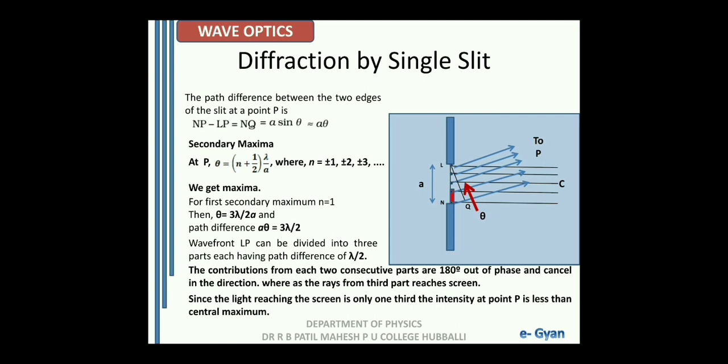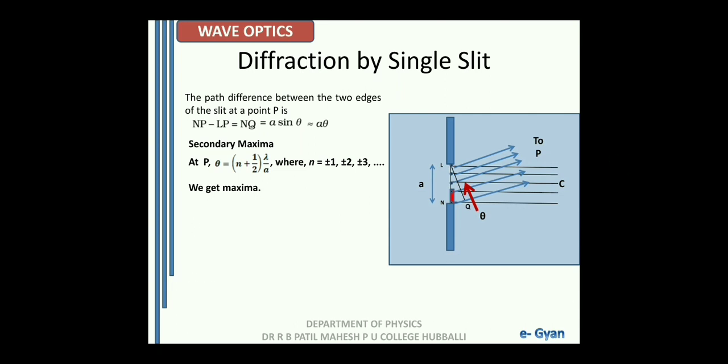So if we have intensity I at the central maximum, for the first secondary maximum we are going to get I by 3 times the intensity. Now let us try to understand the same case for the second secondary maximum.